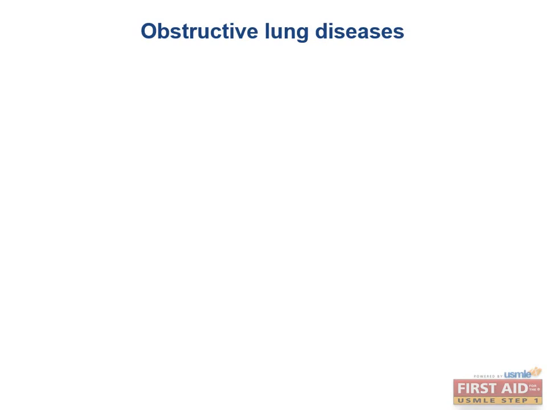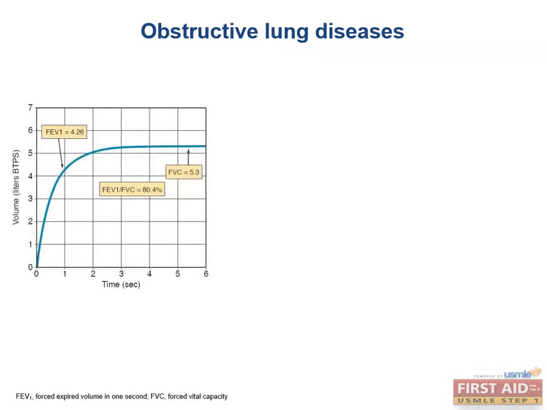So here's another huge topic for the boards, and it's a big group of diseases in general. How big, you ask? COPD alone kills more than 125,000 Americans each year. To understand obstructive lung disease, it's important to understand forced vital capacity, FVC, and forced expiratory volume in 1 second, FEV1.